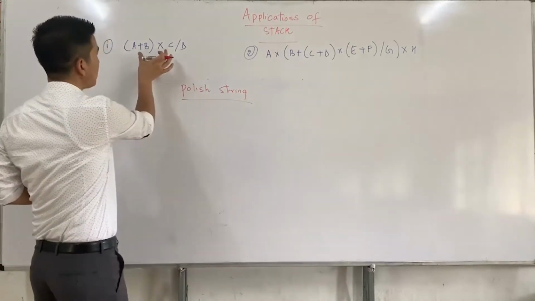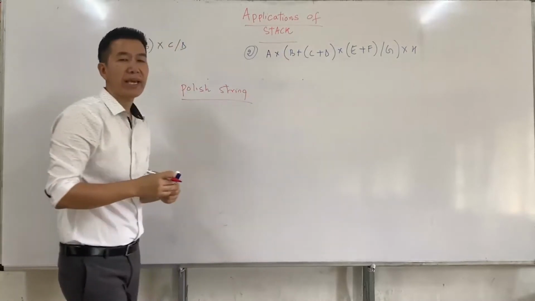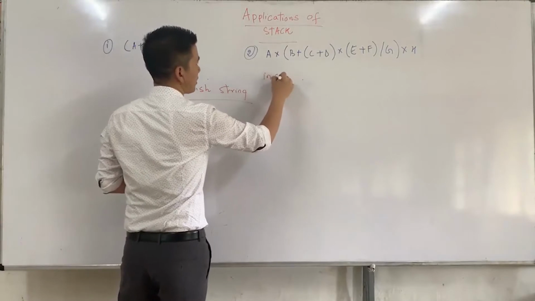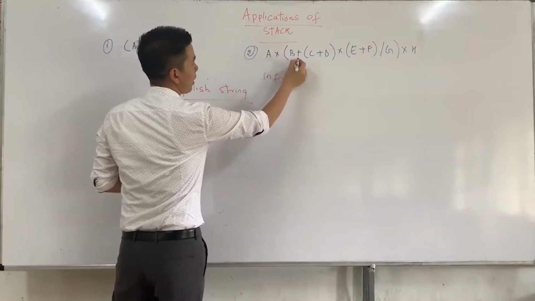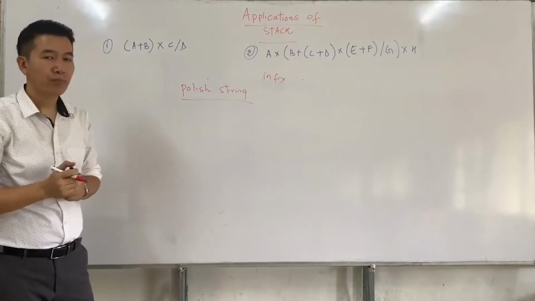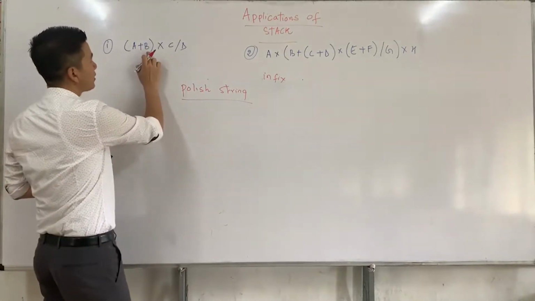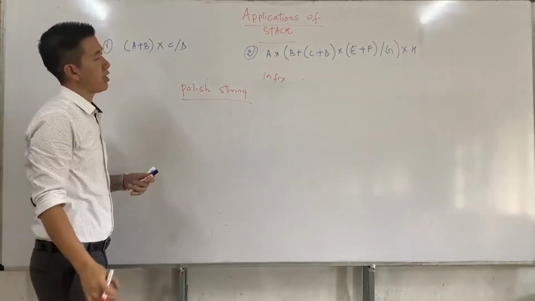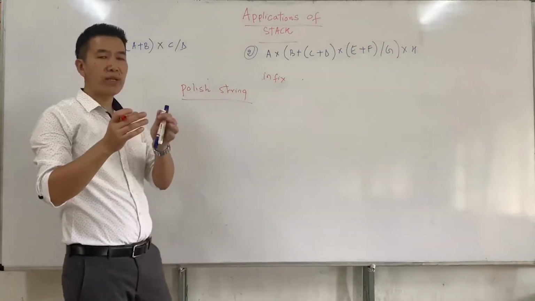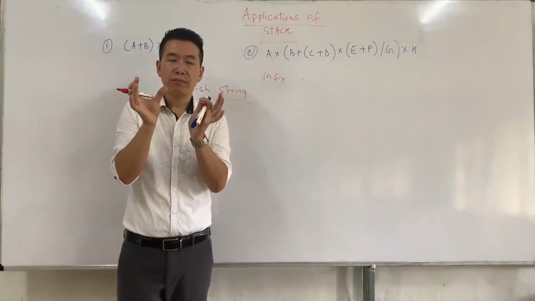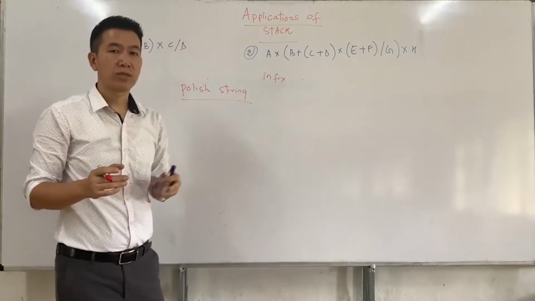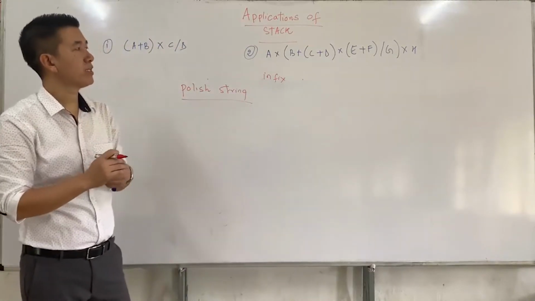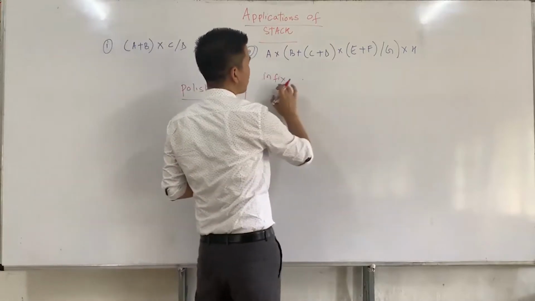This kind of expression is called infix. Infix means the operators are placed in between the operands. A, B, C, D are the operands, and plus, multiplication, division signs are the operators. When the operators are placed in between the operands, this is very much for us human beings to understand. So this kind of notation is called infix.